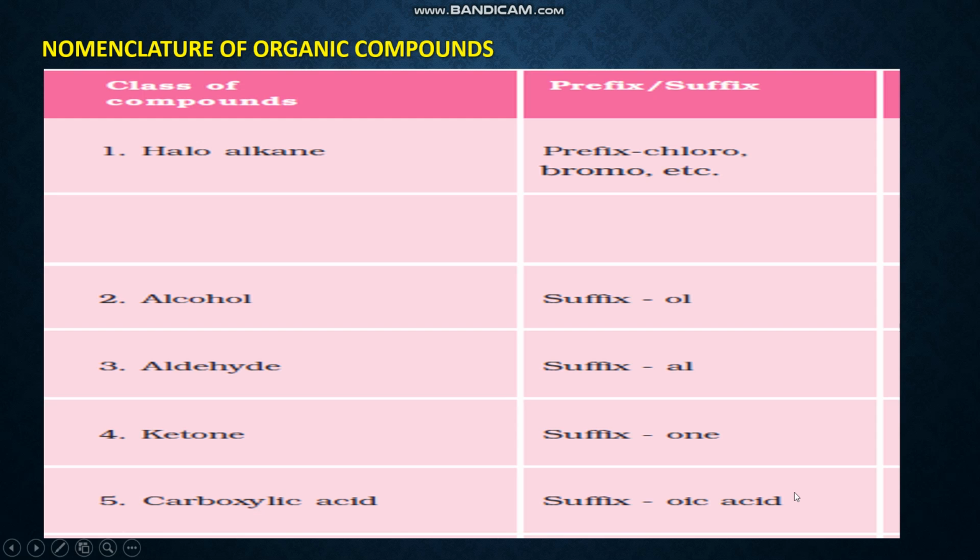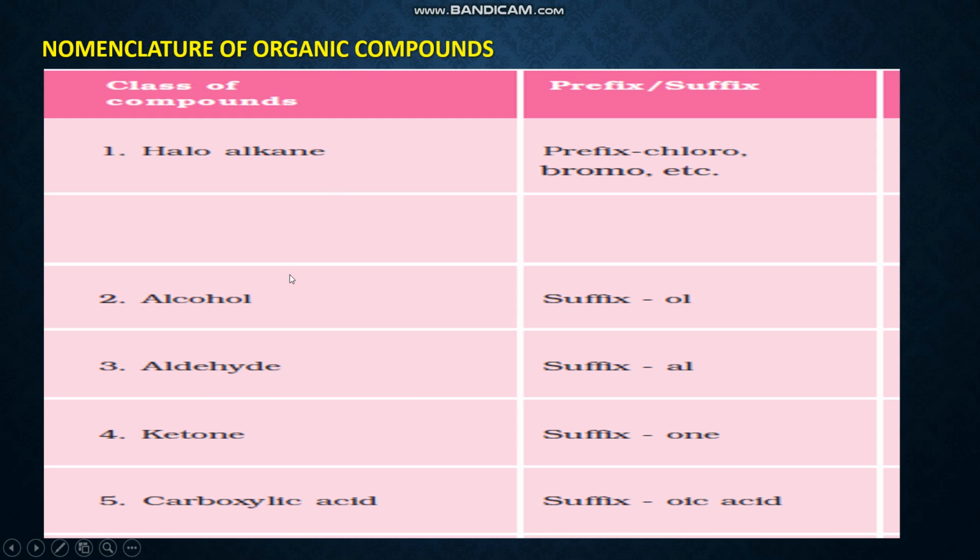Next, we are going to learn the nomenclature of these carbon compounds or organic compounds. So, how to name them? These 5 different classes we have learned, how do we name them? Let us see how to name these 5 classes of organic compounds. For some organic compounds, to name them, we give a prefix. Prefix means what we add before the corresponding alkane name. We add the prefix chloro or bromo if it is a haloalkane.